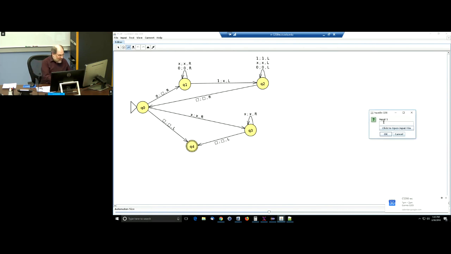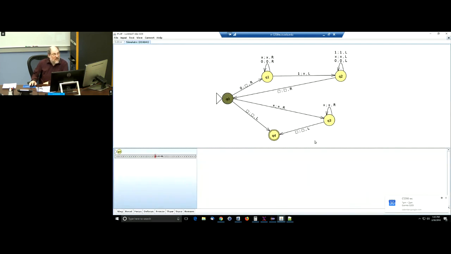Let's do something like 0, 1, 0, 1, 0, 1. Now this time, because we're looking at 0 to start with, we erase it, start moving to the right, looking for a 1, and we find it. So we overwrite with X, start moving to the left until we find a blank. Well, we're at a blank, so we reposition.